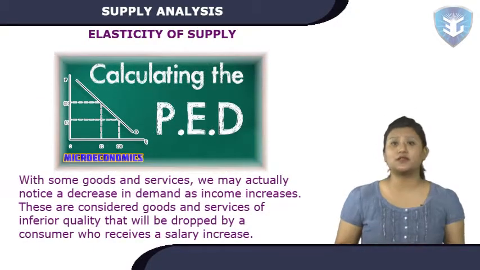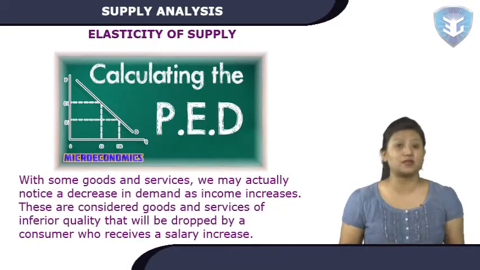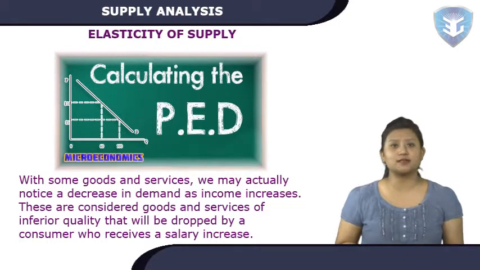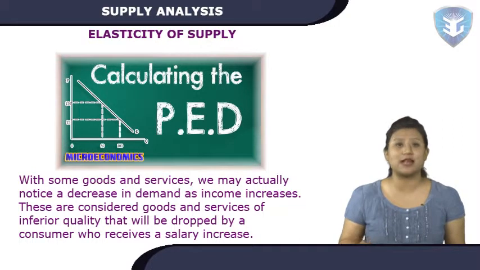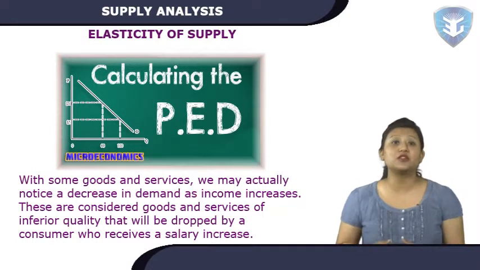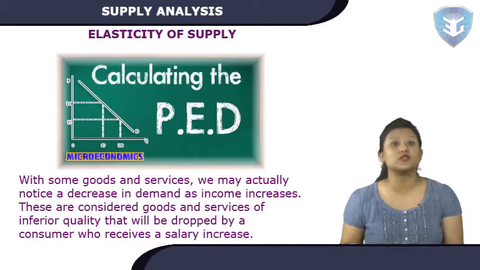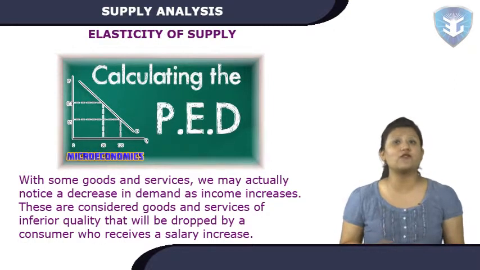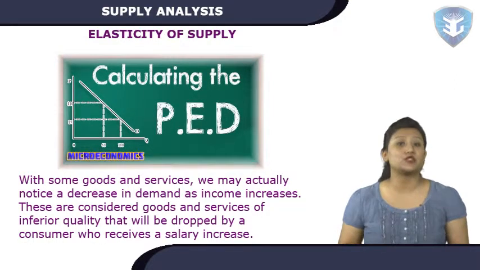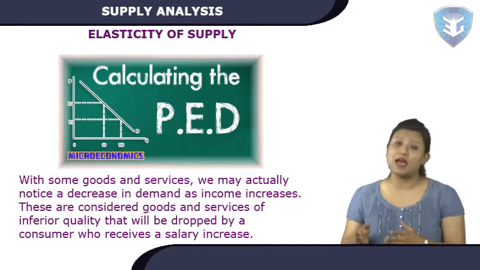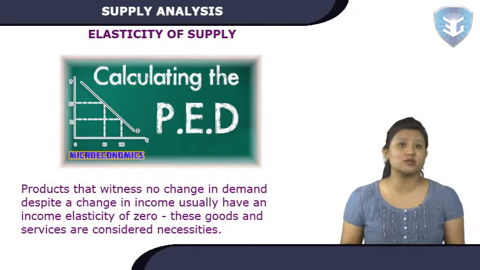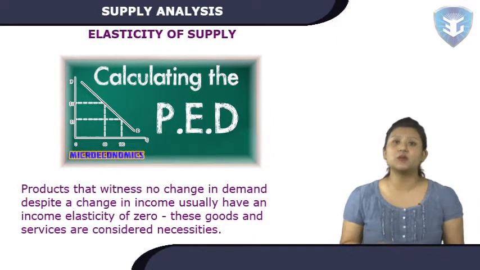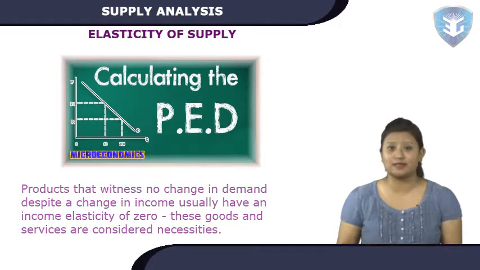With some goods and services, we may actually notice a decrease in demand as income increases. These are considered goods and services of inferior quality that will be dropped by a consumer who receives a salary increase. An example may be the increase in the demand of DVDs as opposed to video cassettes, which are generally considered to be of lower quality. Products for which the demand decreases as income increases have an income elasticity of less than 0. Products that witness no change in demand despite a change in income usually have an income elasticity of 0. These goods and services are considered necessities.